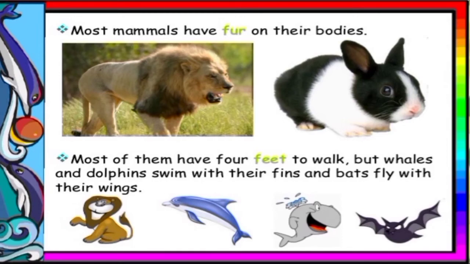But do you know how a whale or a dolphin breathes? Whales and dolphins also breathe through lungs. They take in air through blowholes which are present on the top of their heads, and hence they have to come to the surface of water frequently to breathe in air.